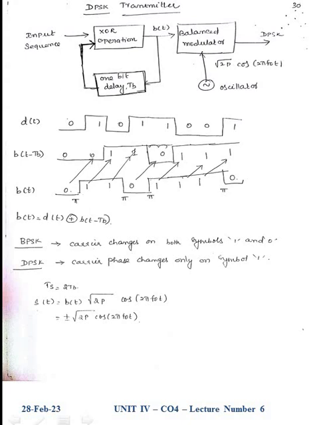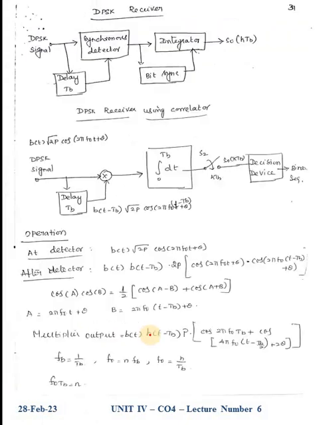The formula used for obtaining b of t is b of t equal to d of t XOR b of t minus Tb. In BPSK, the carrier changes on both symbols 1 and 0. In DPSK, the carrier phase changes only on symbol 1 alone. So T is equal to 2Tb, and s of t is equal to b of t into root of 2P cos 2 pi f naught t. It is similar to the previous cases. I told you only one change is allowed in DPSK. So this is equivalent to plus or minus root 2P cos 2 pi f naught t.